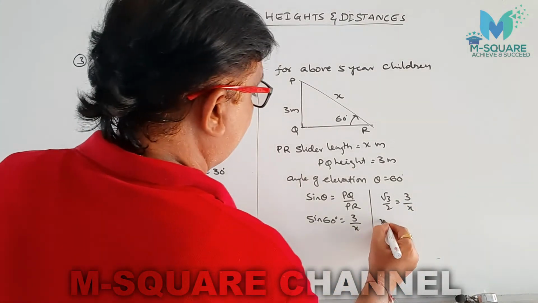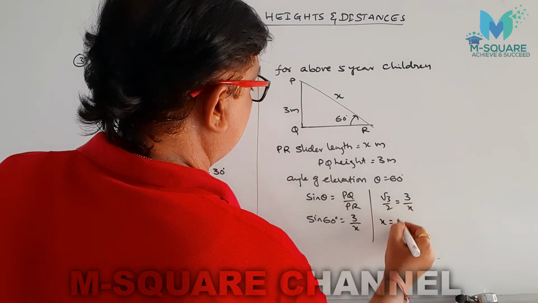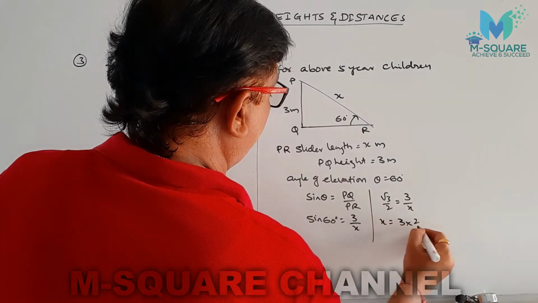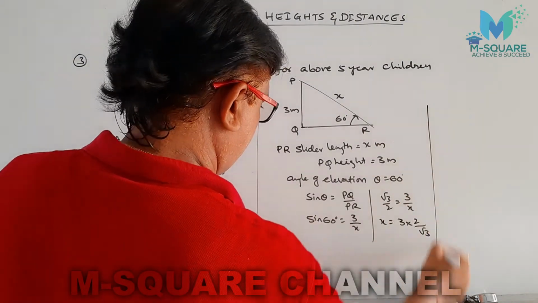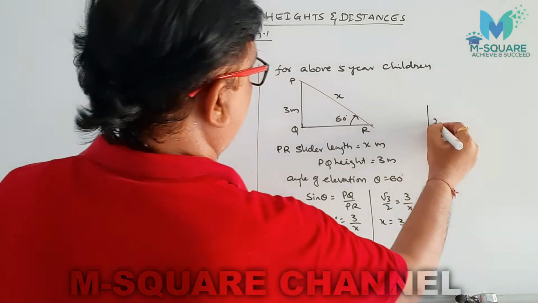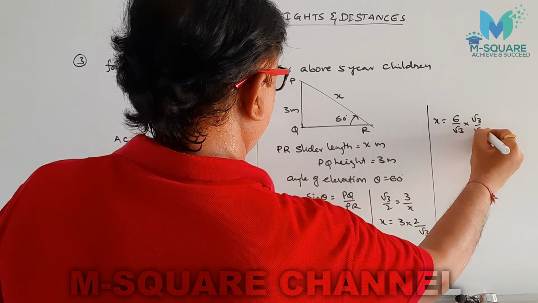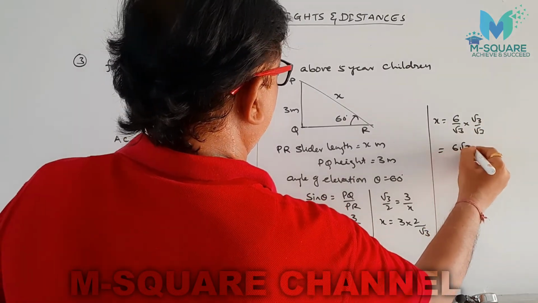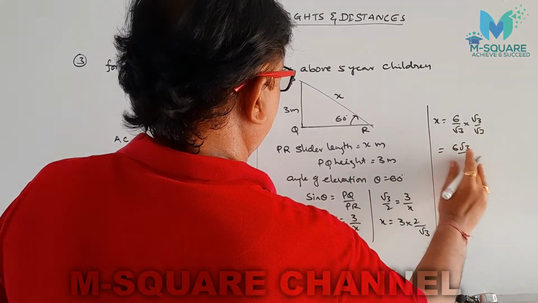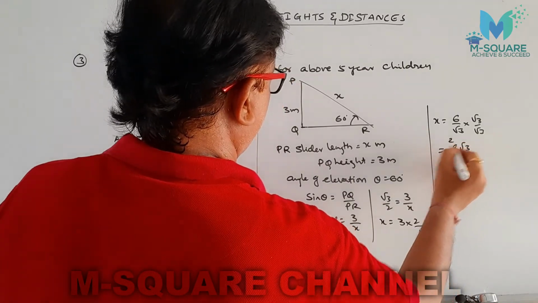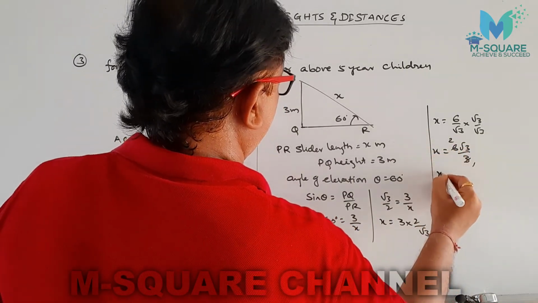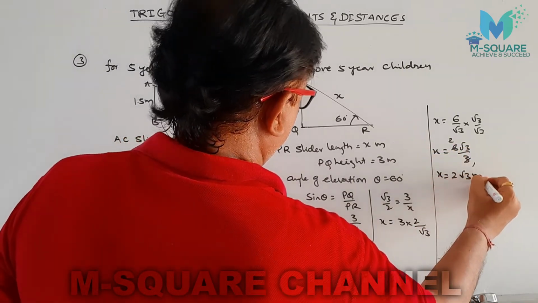Now x value is 3 into 2 by root 3. So x equal to 6 by root 3. If you take rationalization, so 6 root 3 by root 3. 3 ones are 3, 3 twos are 6. So x value is 2 root 3 meters.